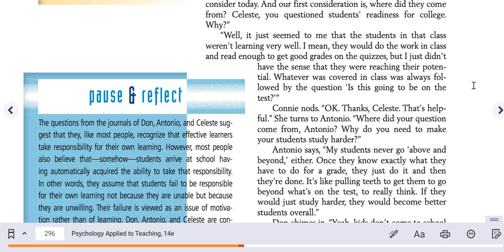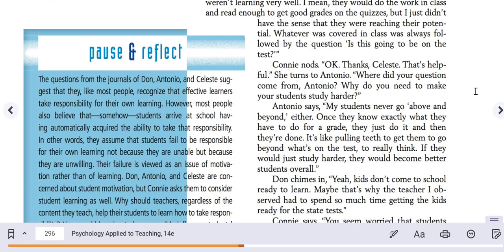Connie nods. "Okay, thanks, Celeste. That's helpful." She turns to Antonio. "Where did your question come from, Antonio? Why do you need to make your students study harder?"